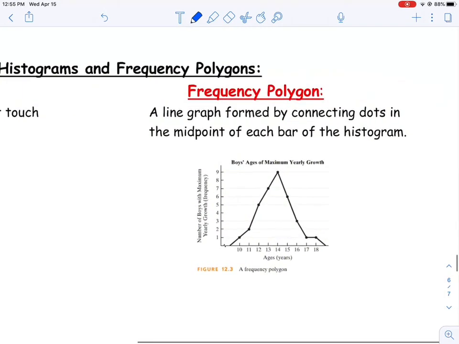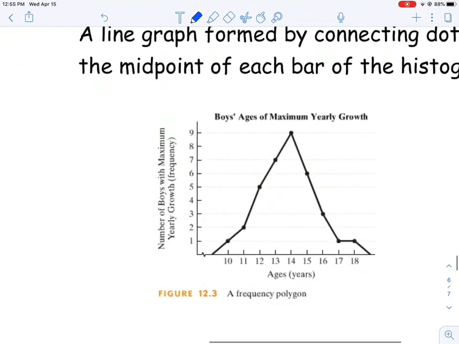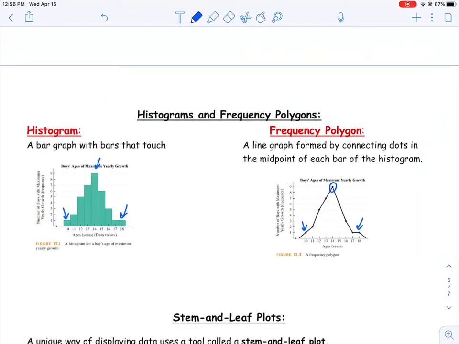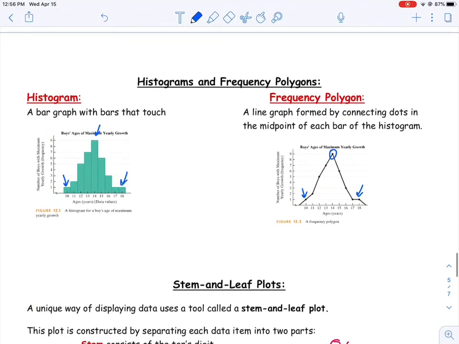The other one was more of a line graph or a frequency polygon, doing the same kind of idea, taking the data and displaying it with dots and then connecting those dots with a line. You can see again that it peaks at age 14, that it's lowest at age 10, 17, and 18. So you should be able to take these bar graphs and these line graphs and be able to answer questions if I give you the data displayed in each of those forms.